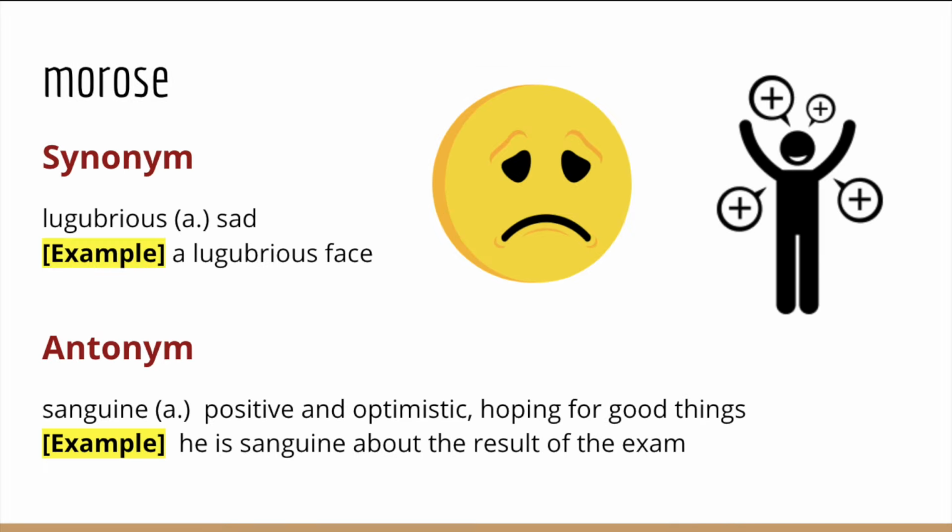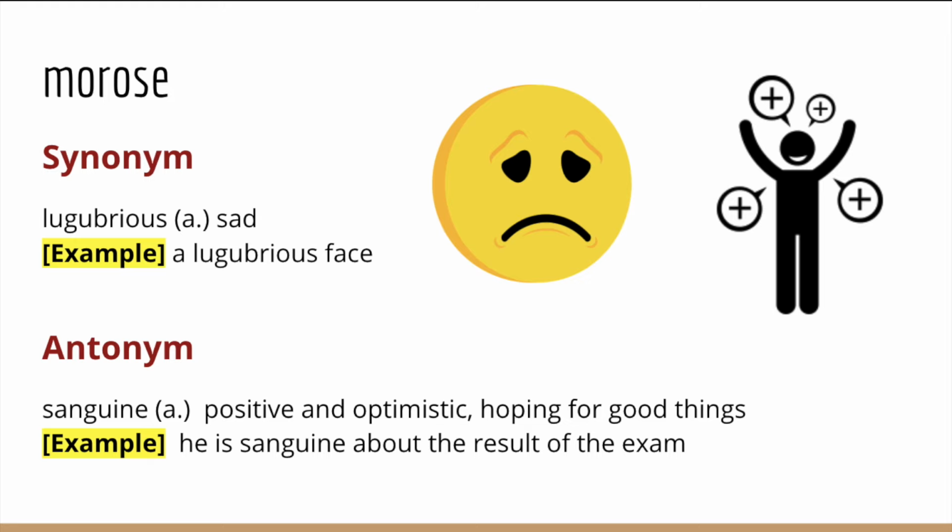There's a synonym of morose that showed up very frequently in TOEFL and also GRE, which is lugubrious. L-U-G-U-B-R-I-O-U-S. Lugubrious means sad, and it's just unhappy and depressed. The example sentence here is, a lugubrious face. So a lugubrious face is a very sad face. It's also just like the emoji over here. So a lugubrious face and a morose expression are pretty much the same thing. It's just like this very sad and depressed and unhappy emoji here.